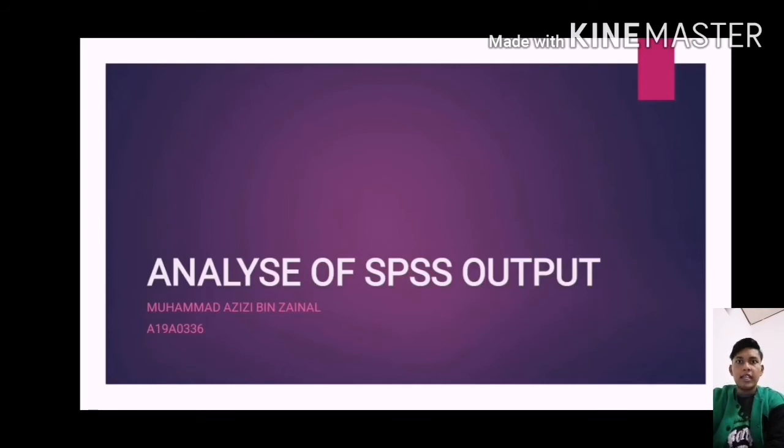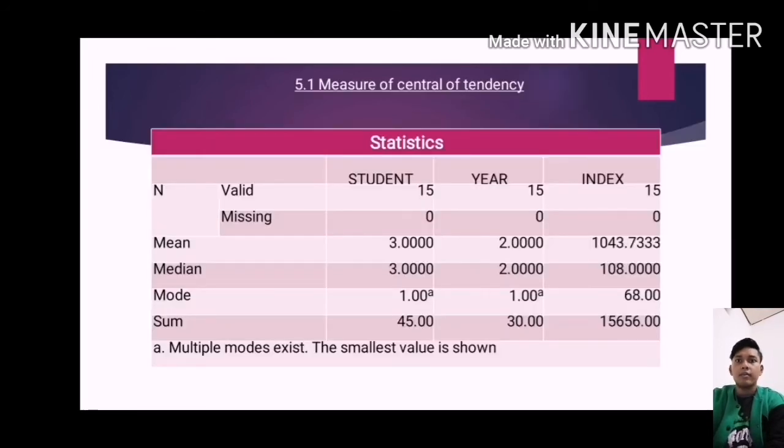Today I want to talk about analysis of SPSS output. The first one is the measure of central tendency. For measure of central tendency, the difference between manual calculation and SPSS output for mean is negative 14.327, median is negative 565 and mode is negative 348. The minor difference in mean, median and mode proves that the result from manual calculation is almost the same as the result from SPSS.